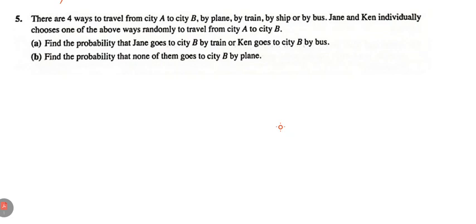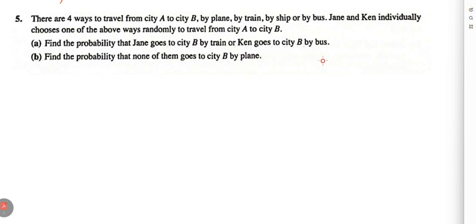There are four ways to travel from city A to city B: by plane, by train, by ship, or by bus. Jane and Ken individually chose one of the above ways randomly to travel from city A to city B. Now find the probability that Jane goes to city B by train or Ken goes to city B by bus. Now, let's try to find out the sample space.